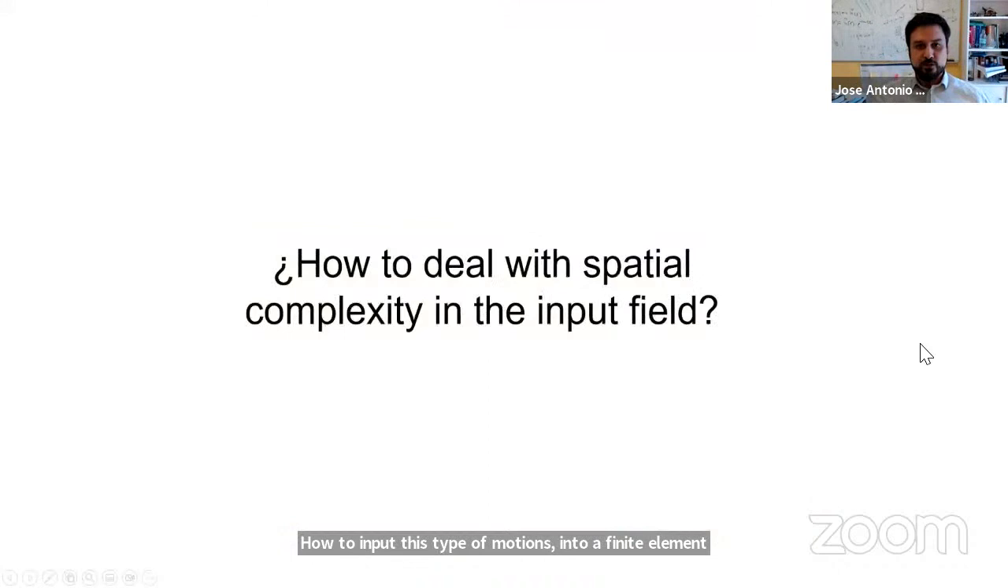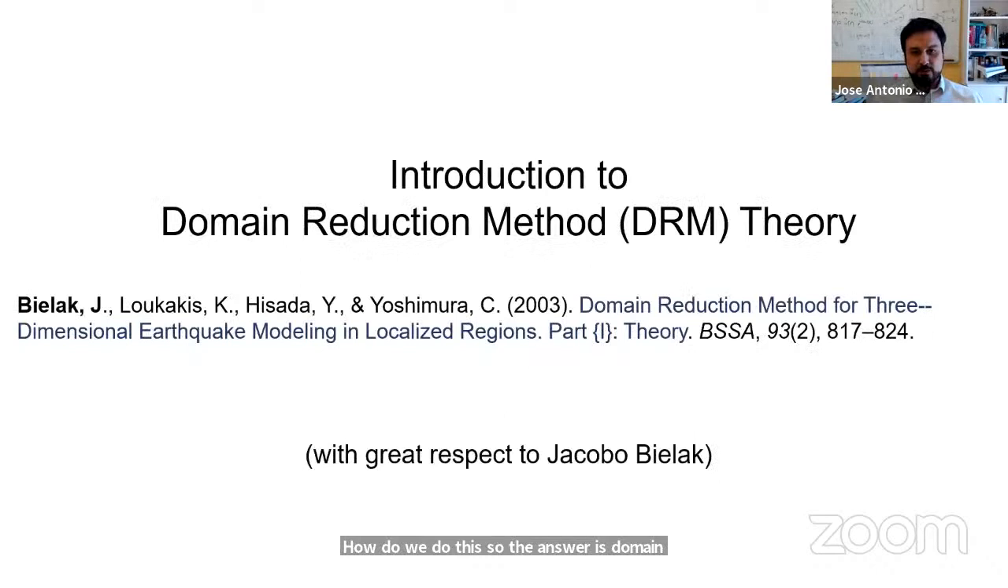So how do we deal with spatial complexity in the input field? How do we do this? So the answer is domain reduction method. And what I'm going to do today is introduce the domain reduction method by following Jacobo Bielak's derivation. It's a beautiful derivation, and so this is meant a little bit as a tribute to Jacobo, because this is really nice stuff.